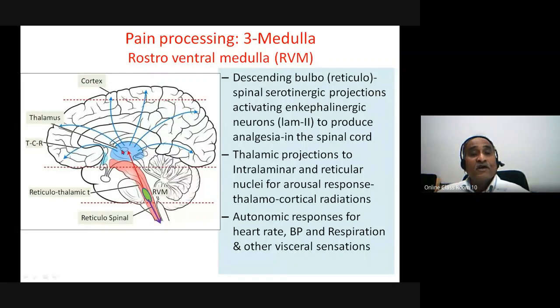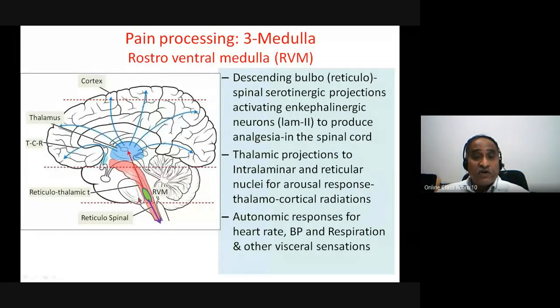And these intralaminar nuclei and the reticular nucleus of the thalamus project onto all the areas. You just see that they spread out to the entire cortical mantle, something like an umbrella. This is formed like an umbrella. That means the cortical mantle is activated, especially the relay in layer 1 of the cerebral cortex, the outer molecular layer, and that would make the excitation that is for the arousal response. These thalamocortical radiations are for the arousal response.